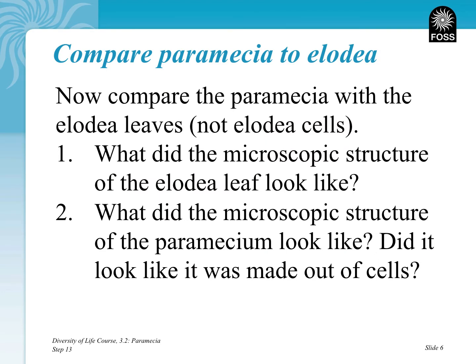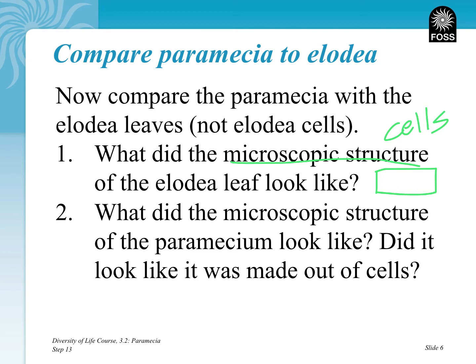Now let's take a minute and compare the paramecia with the Elodea leaves, not the Elodea cells, but the Elodea leaves. So what did the microscopic structure of the Elodea leaf look like? Remember, they were bricks and squares and boxes, ones that we called cells. And they made up rows of those things. They had two different layers, a top layer and a bottom layer. And they were all brick-like structures to build that particular leaf.